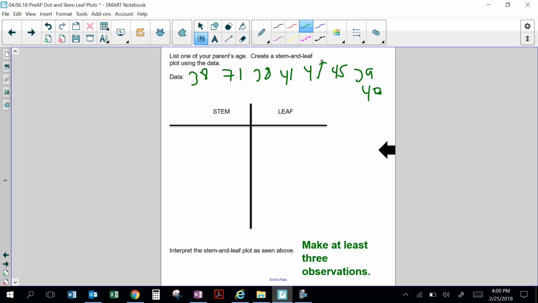I just want to do 10. 1, 2, 3, 4, 5, 6, 7. Wait, 1, 2, 3, 4, 5, 6, 7, 8. Someone may say their parent is 43. Someone may say their parent is 51.